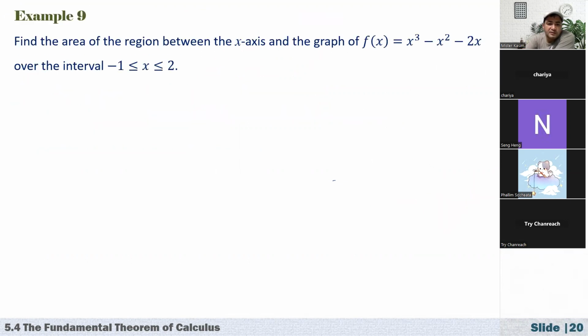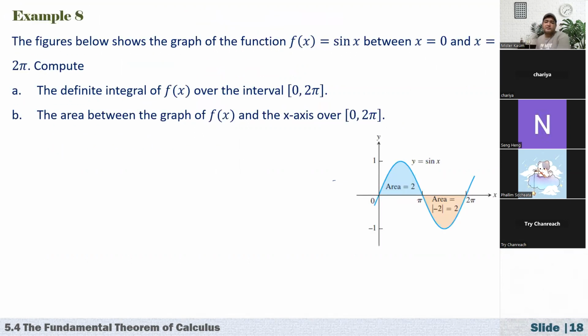The last example, let me just show one example, and I would like to finish our today's class. The figure below shows the graph of the function f of x equals sine of x between x equals 0 and x equals 2 pi. Compute the definite integral of f of x over the interval from 0 to 2 pi, and the area between the graph of f of x and the x-axis over 0 to 2 pi, right? The solution.